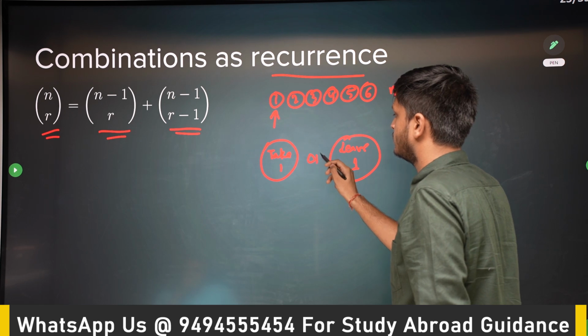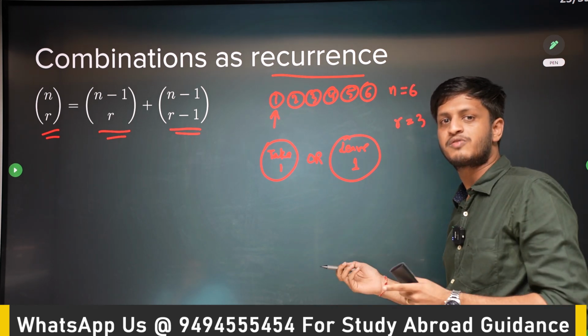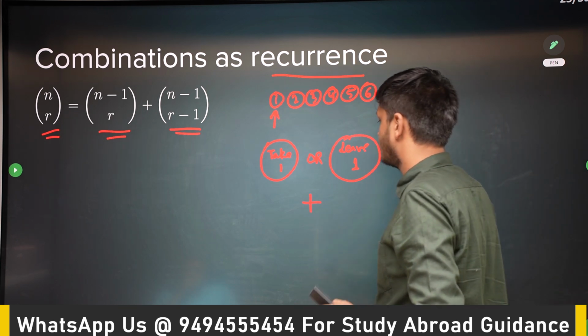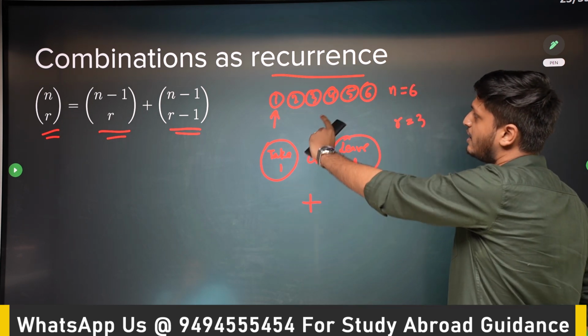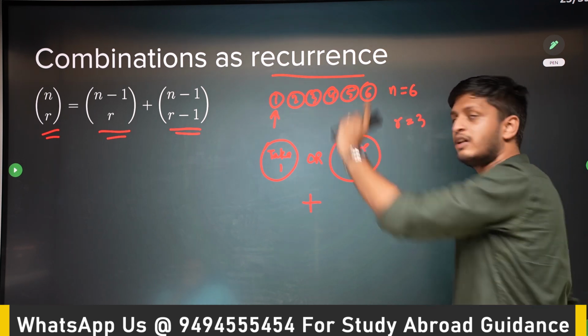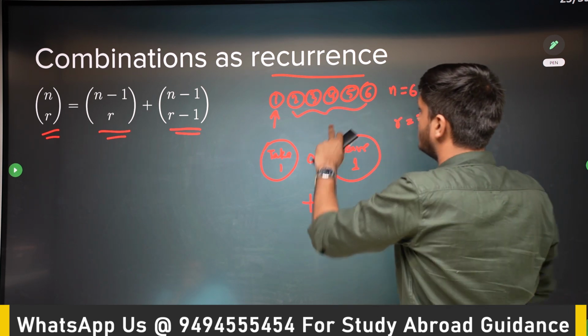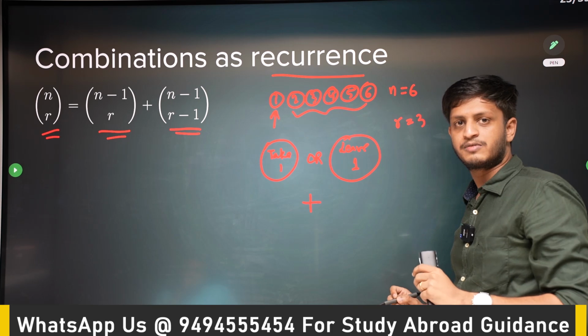Or either take one or leave one. Okay, you have 2 options. Or means what? Rule of sum. In how many ways can I choose 3 items out of 6 items in which I must take one? I have to take one. If I have to take one, basically, then I will have to choose 2 items out of the remaining 5 items.